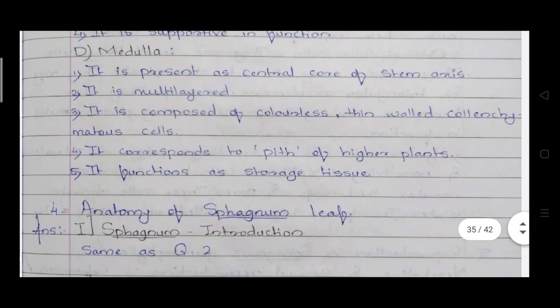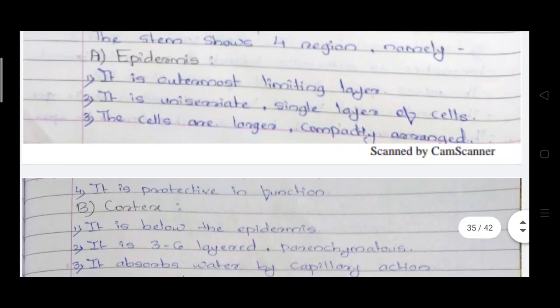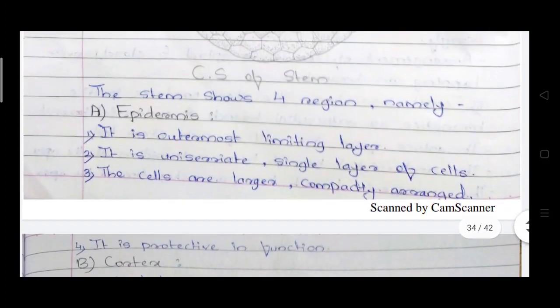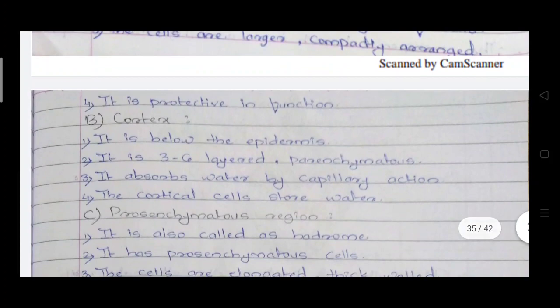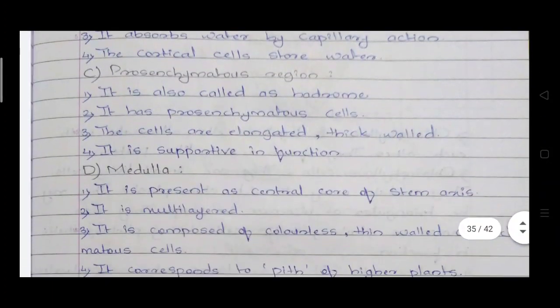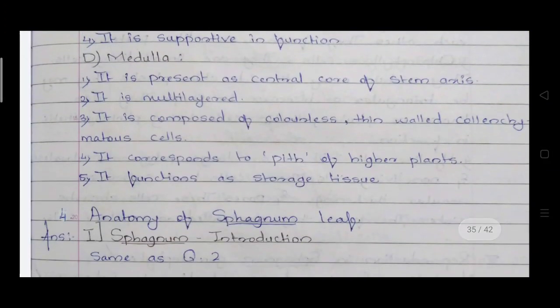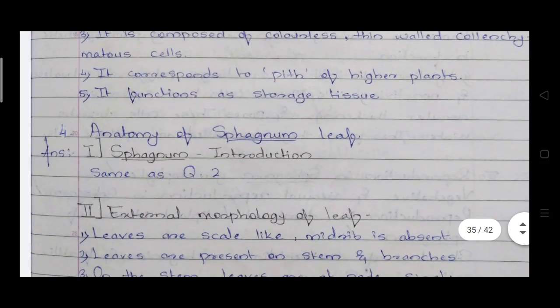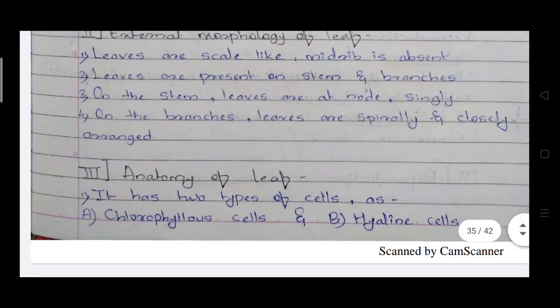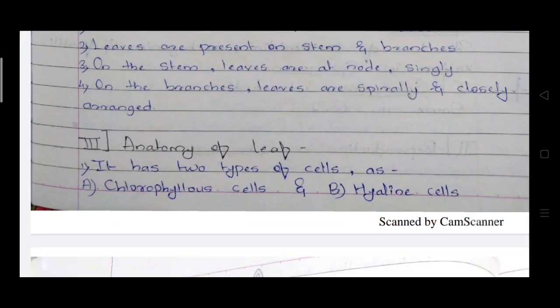So in today's lecture, I have discussed the anatomy of the stem and leaves. In the stem, four regions are observed, that is epidermis, cortex, then prosenchymatous region and medulla region. And in the anatomy of the sphagnum leaf, two types of cells are observed, that is chlorophyllous cells and hyaline cells.